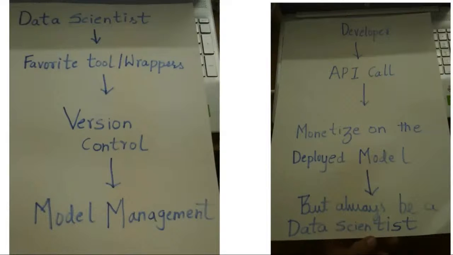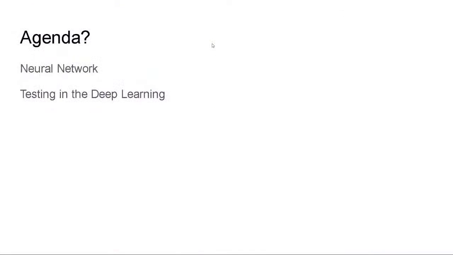A data scientist has his favorite tools or wrappers, and there is version control and model management. On the other side, there's a developer who calls APIs and monetizes the deployed model. But always be a data scientist, because that's an iterative process. You need to jump in here and there and say, hey, this is what my model building process is all about. So the agenda is neural networks and testing in deep learning.